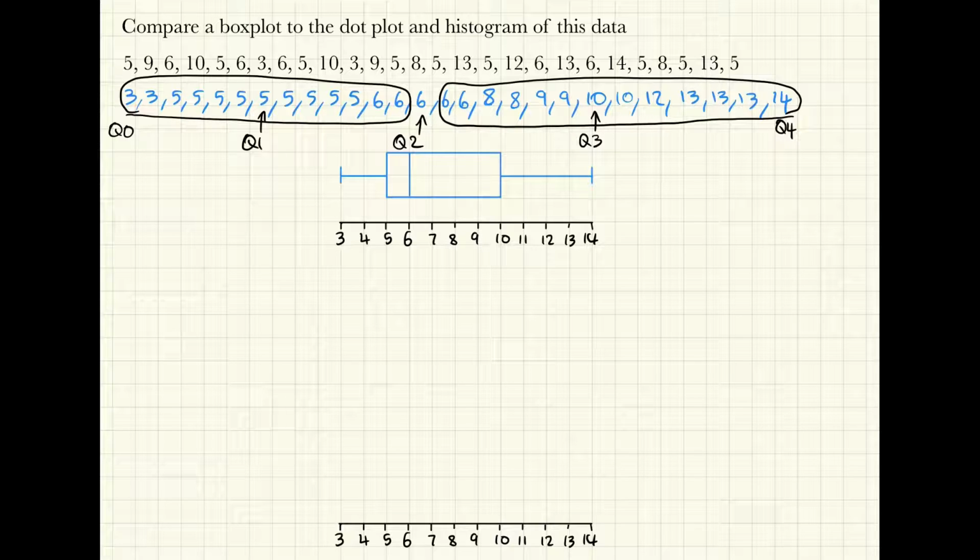Now remember, a dot plot is going to be showing you the frequency, or how many times each number occurred. A box and whisker plot does not show you that. It shows you the spread of the numbers, including the first quartile, the middle number, and the third quartile. But a dot plot is going to show you how many times each number occurred. So it's quite a different graph. Let's go ahead and do that.